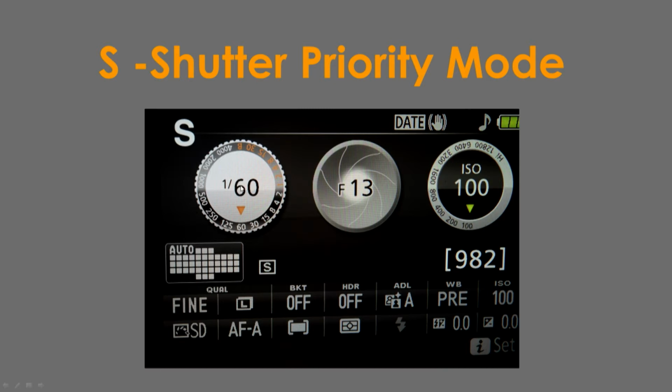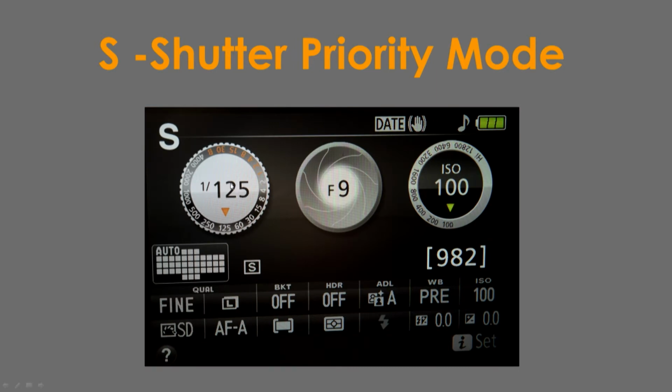Now I am going to move my shutter speed. Now watch what happens to the aperture. I move from 1/60 to 1/125, which is one stop faster. So I am cutting out light by one stop with the shutter speed, and see what happens to my aperture. From f13, it has now opened up to f9. ISO remains the same.